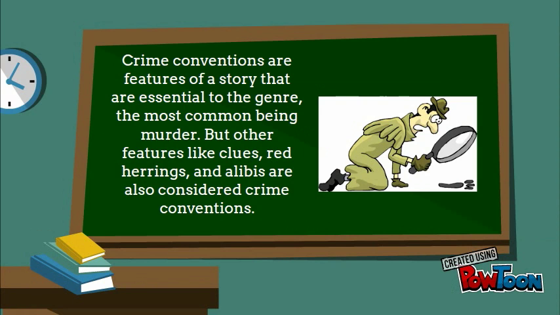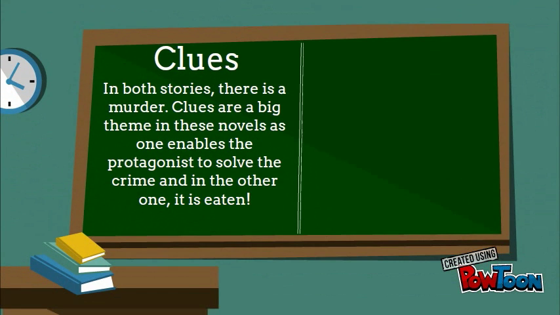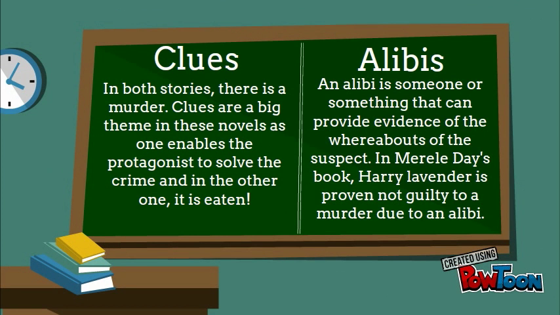being murder, but other features like clues, red herrings, and alibis are also considered crime conventions. In both stories there is a murder. Clues are a big theme in these novels, as one of them enables the protagonist to solve the crime, and in the other one, it is eaten. An alibi is someone or something that can provide evidence of the whereabouts of a suspect.